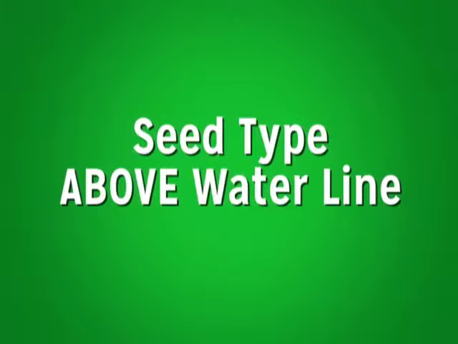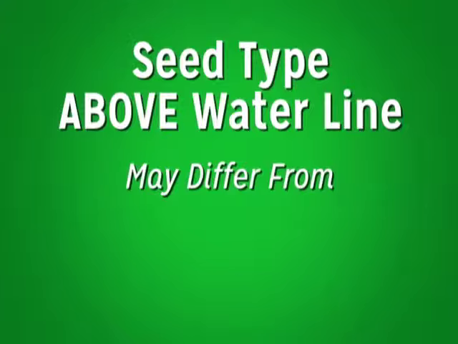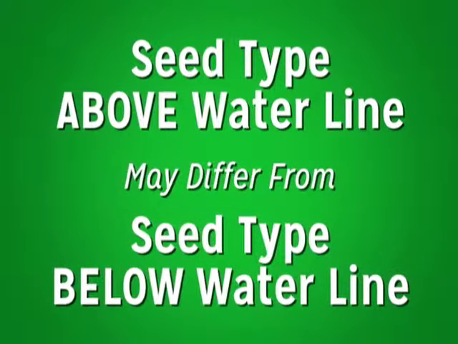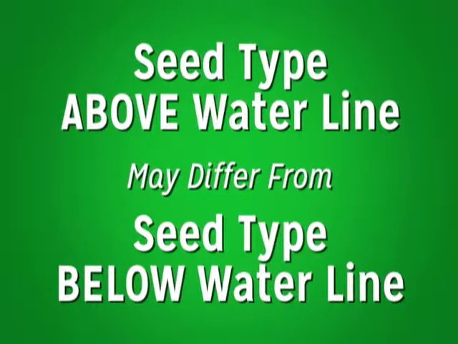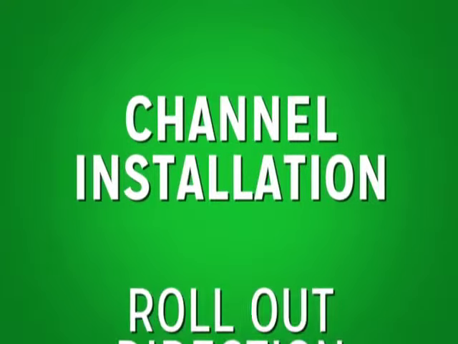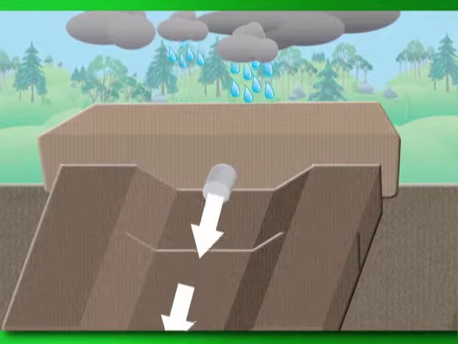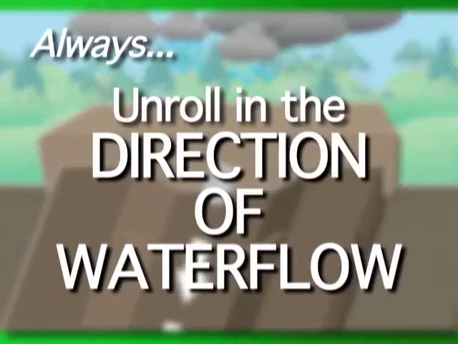Also, seed type planted above the expected water line may differ from the seed type planted below the expected water line. Once the seed is down, move on to Step 3. Channel installation, rollout direction. Before installing product in a channel, it's important to point out that product should always be unrolled in the direction of the water flow and not against it.